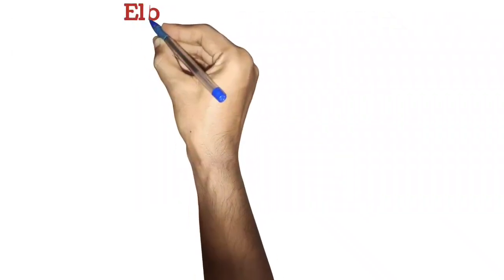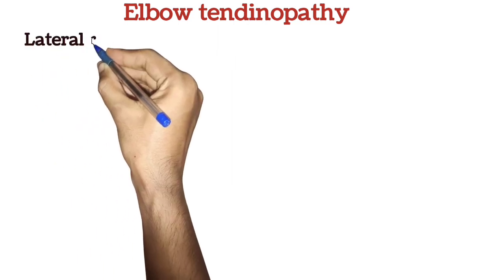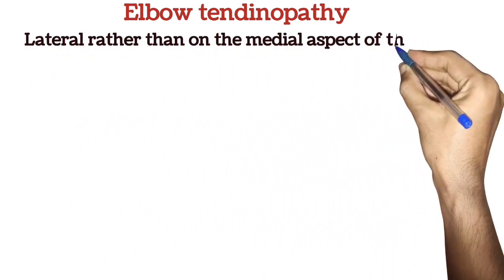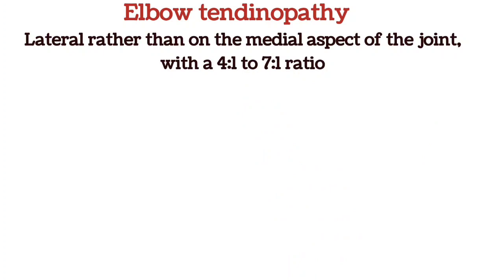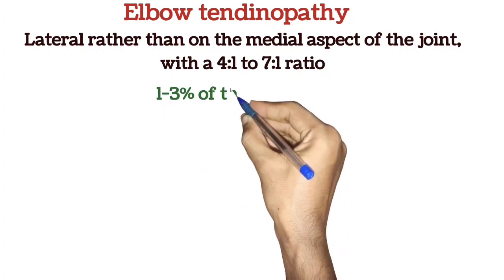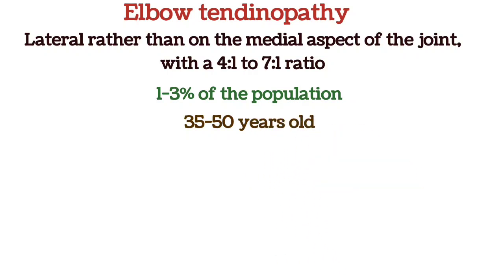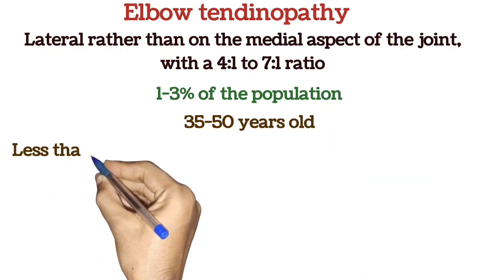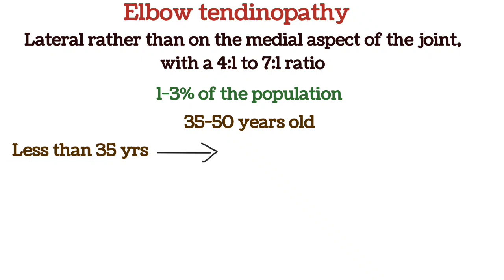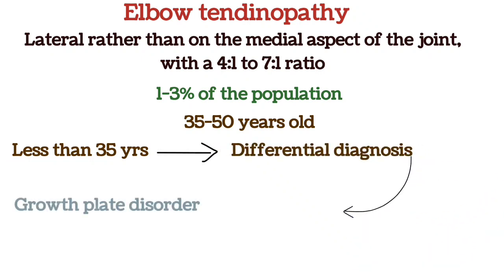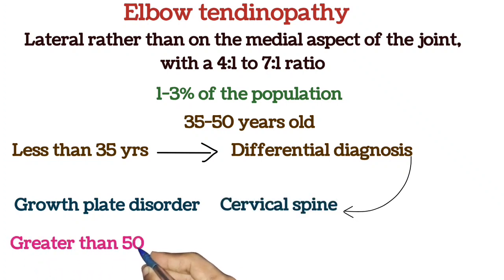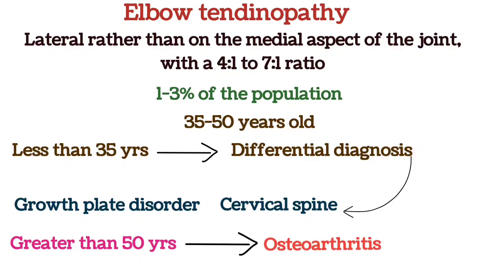Elbow tendinopathy occurs at least 5 times more often and predominantly occurs on the lateral rather than on the medial aspect of the joint, with a 4:1 to 7:1 ratio. It affects 1 to 3% of the population, with those 35 to 50 years old most commonly being affected. If a patient is less than 35, it is important to consider differential diagnosis, growth plate disorder, referral from the cervical spine. If a patient is greater than 50, consider osteoarthritis, referred cervical spine pain.